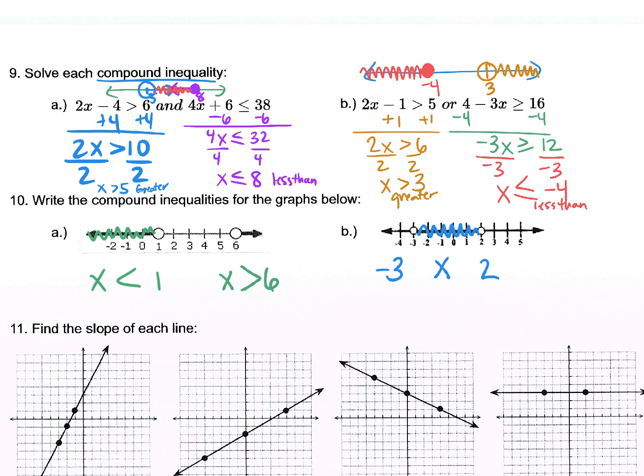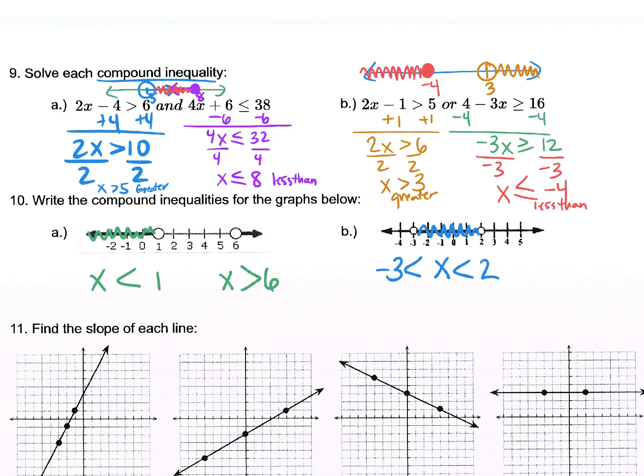And then you just figure out if the symbol has an equals underneath of it or doesn't have an equals underneath of it. In this case, both of them do not have an equal sign underneath of it. So you put two inequalities that go the same direction.